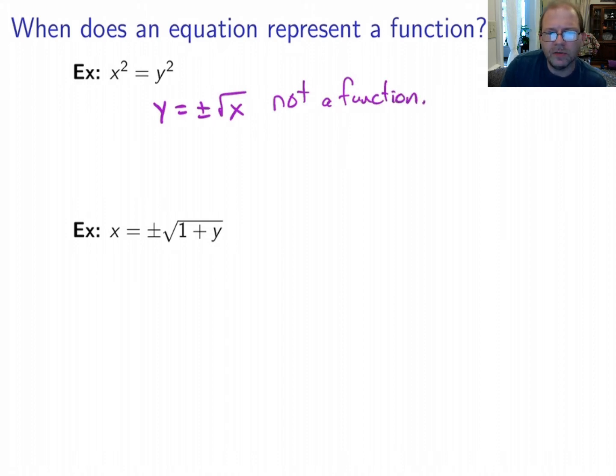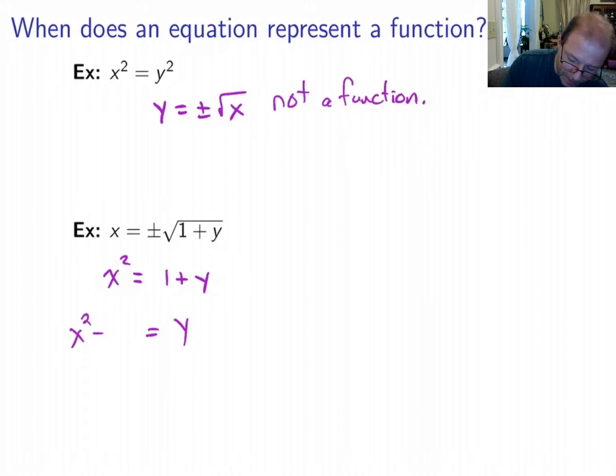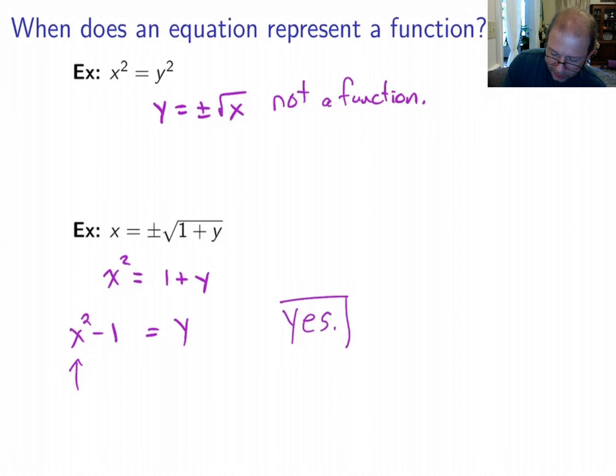And this one, x equals plus or minus the square root of 1 plus y. If I solve that for y, the first thing I'm going to need to do is square both sides. So if I square both sides, I'm going to get x squared is equal to 1 plus y. And if I solve this for y, I get y is x squared minus 1. Now, any value I put in for x here is only going to give me a single value out for y. So is this a function? Yes. This is a function.